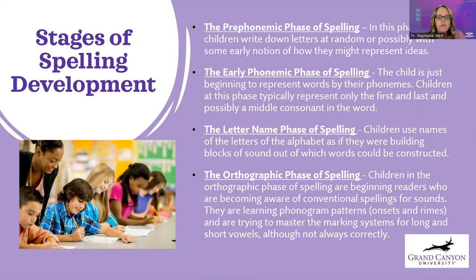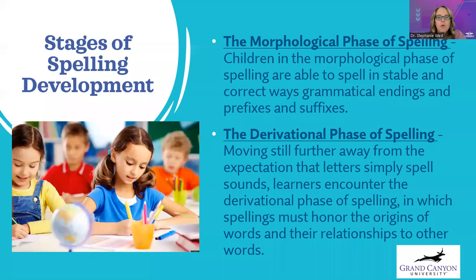And then the orthographic phase of spelling is when beginning readers are becoming aware of conventional spelling for sounds. So now they're learning those phonemic sounds, the patterns, the way they all go together, the vowels and the consonants, and how those work together to make words. The morphological phase of spelling is when children are able to spell in stable and correct ways with grammatical endings and prefixes and suffixes. So we're getting up there into probably second grade, and they're starting to realize that there are word parts.